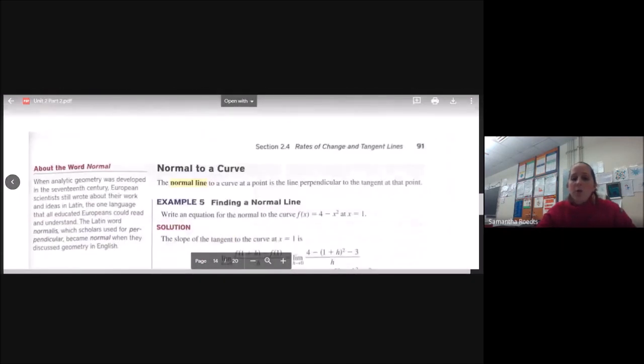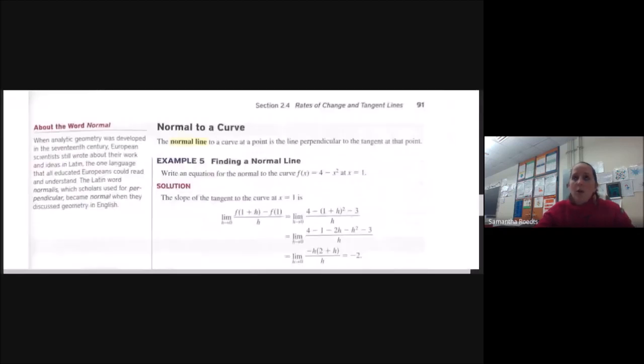All right, normal to a curve. One thing about the word normal: when analytic geometry was developed in the 17th century, European scientists still wrote about their work and ideas in Latin, the one language that all educated Europeans could read and understand. The Latin word normalis, which scholars use for perpendicular, became normal when they discussed geometry in English.